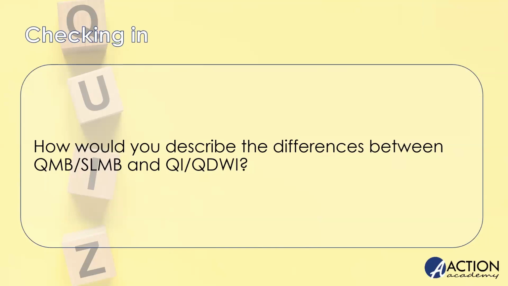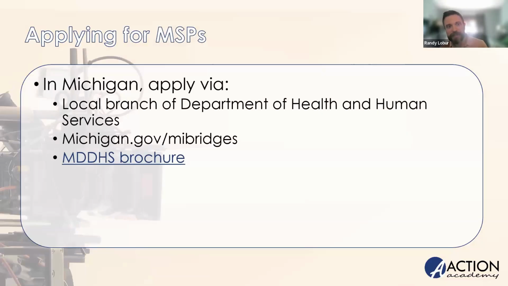Yeah, I was just going to say that QMB and SLMB are programs that are built for people who are Medicaid eligible. They will help pay for either your Part B premium or all of your premiums, deductible, and copays. And the QI and QDWI programs are for people who are not Medicaid eligible, but still might need help paying for their premium. Yep. So the application process for those, if not automatic, is to go to the local branch of DHHS or go to michigan.gov/MIBridges.